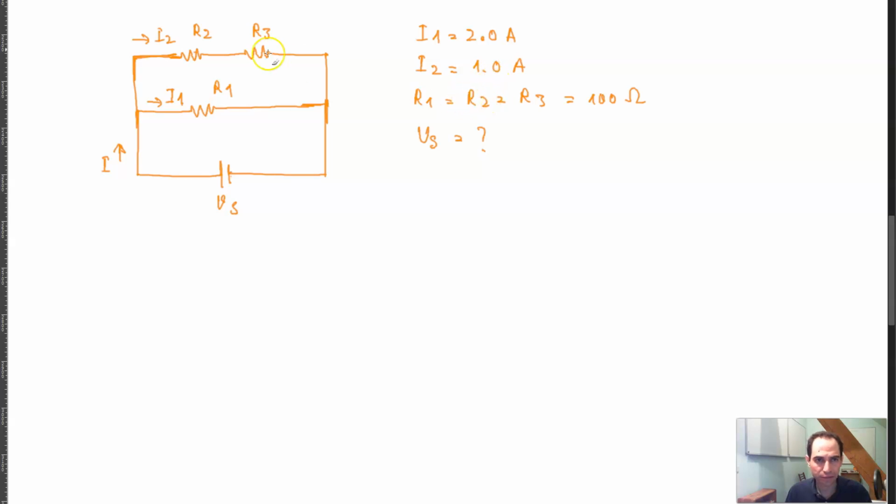You can see that these resistors have a value. The value of this resistance is 100 ohm, 100 ohm, and 100 ohm. Now, there is something which needs to be understood here.